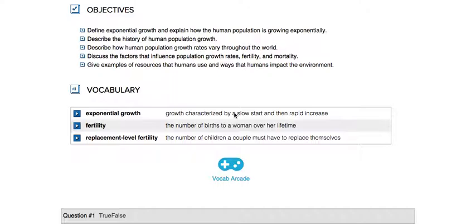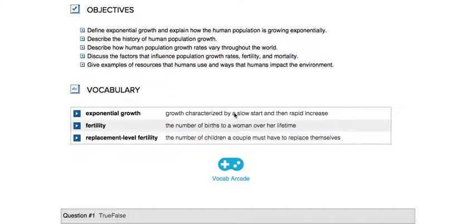We're going to talk a little bit tonight about the effects of a growing human population project, which is next on the agenda. So, before we do that, let's take a few minutes. Let's talk about what our lesson objectives really are and how they relate to the project.